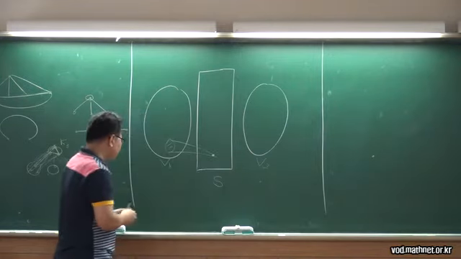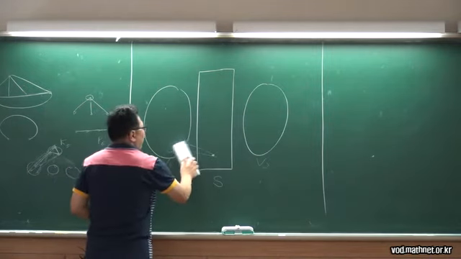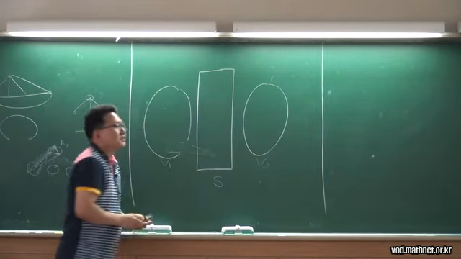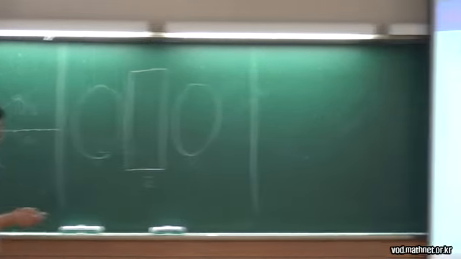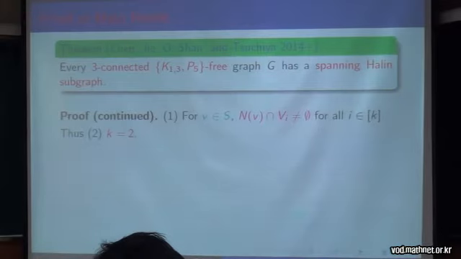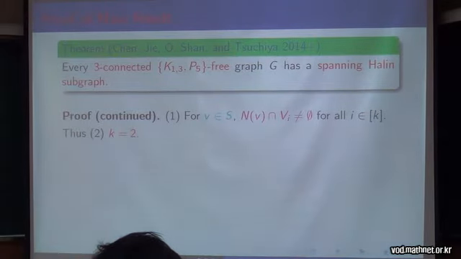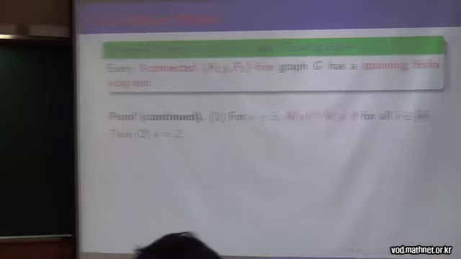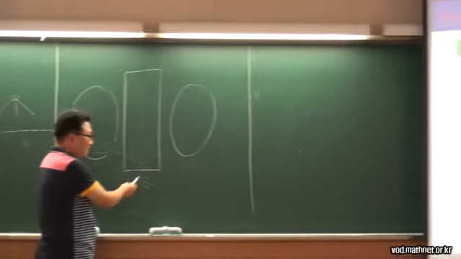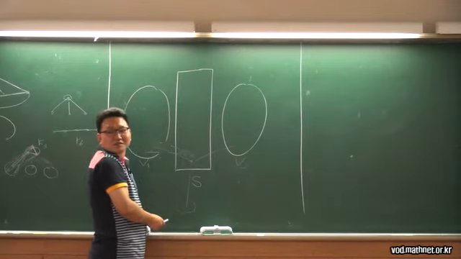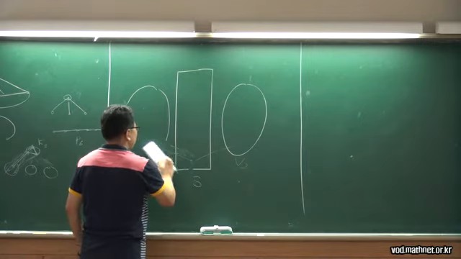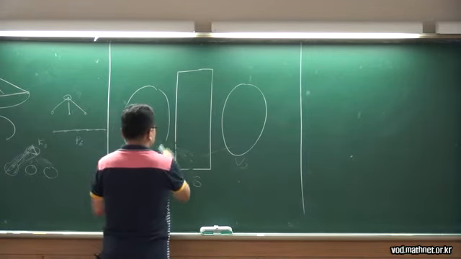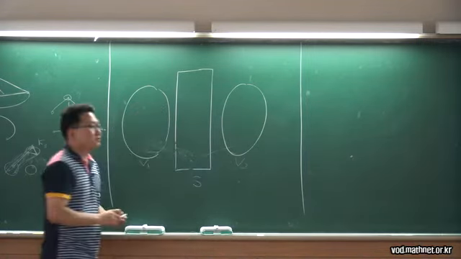And so by this, we can show that there are exactly two components, because this vertex has a neighbor in here. If there are more than two, then we have a claw. So there are at most two, and exactly two components in here.